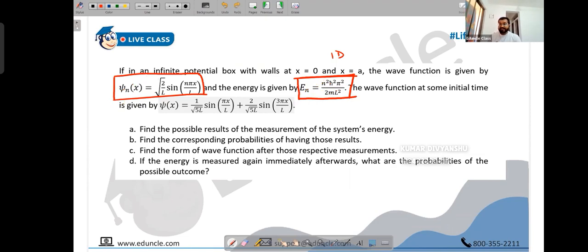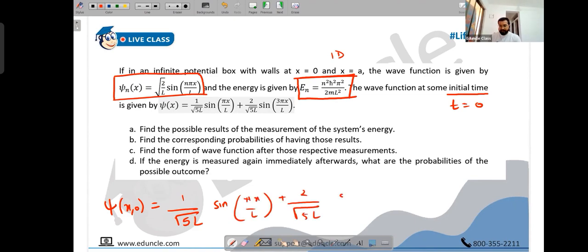Next. The wave function at some initial time, t equals 0, is given by this. So this is the initial wave function. If you want, you can write it specifically as psi of x comma 0, which is 1 upon root 5L sine of pi x by L plus 2 upon root 5L into sine of 3 pi x by L.